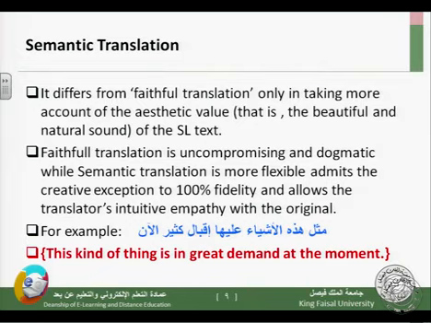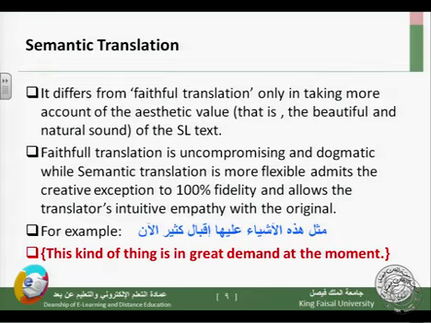Now, this is the most common or arguable or debatable method, the semantic translation method. It is more or less like the faithful, but it differs from faithful translation by what? It gives more focus, more account to the aesthetic value. In other words, the beautiful and natural sound of the source text. It gives the beauty of the source text more attention.